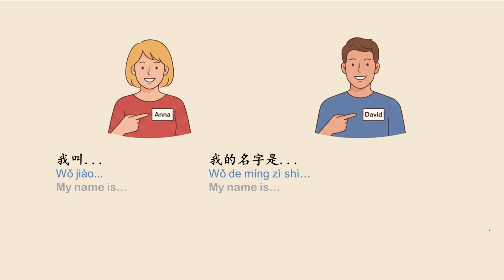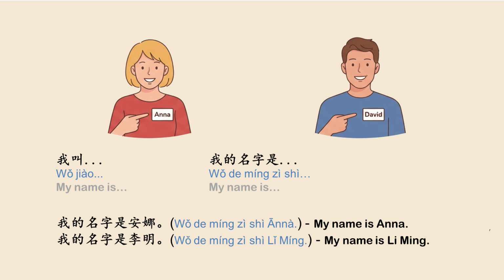Now, there is another way to introduce your name. You can also say 我的名字是. This literally means my name is. So, for example, you can say 我的名字是安娜. My name is Anna. Or 我的名字是黎明. My name is Li Ming.